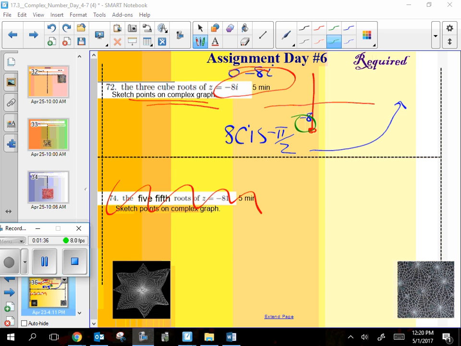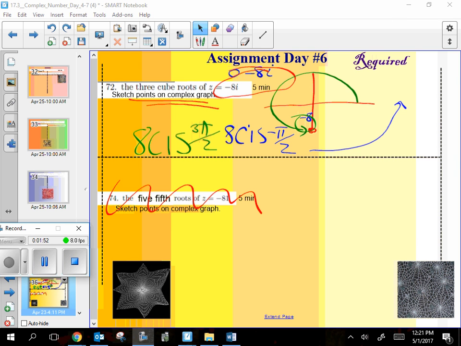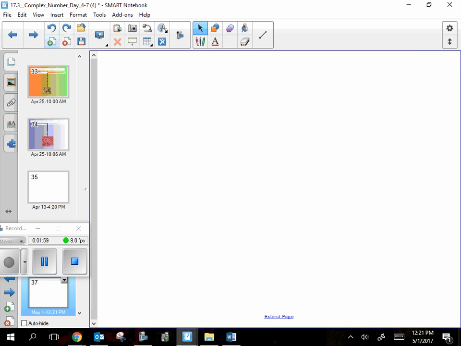Anybody see another mistake that could easily be made? Yes? Yeah, they'd say, if they got the 8 part right, cis 3 pi over 2, and you're not supposed to say it that way, because anytime you go past what? Pi, then you're breaking the rule. You're supposed to go the other way then and say this as negative pi over 2. All right, so those are common mistakes.